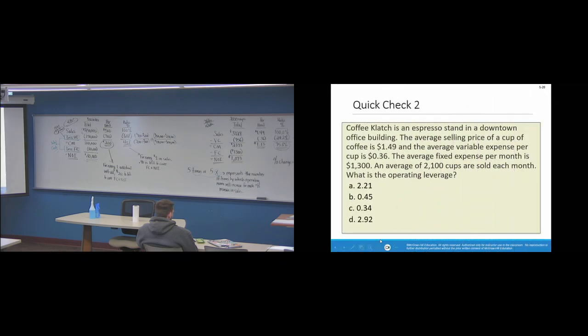Let's see. All right, coffee clutch. You tell me what operating leverage is. Contribution margin divided by net operating income. You guys have that on your PowerPoints there. This is how we practice. And I'm going to assume you need to carry that out a couple decimal places just based on the answers.